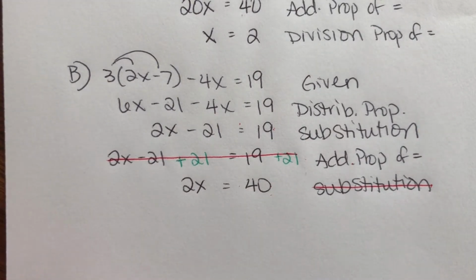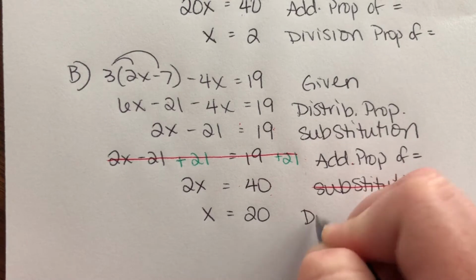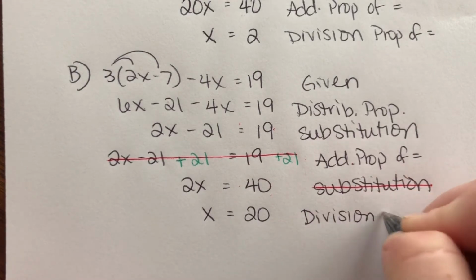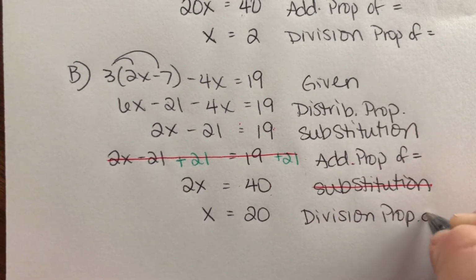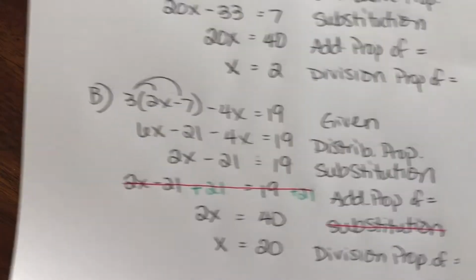All right, and then lastly, I want to divide both sides by 2. So x equals 20. That's the division property of equality. All right, hopefully that's making sense for you. Let's go back to our test.